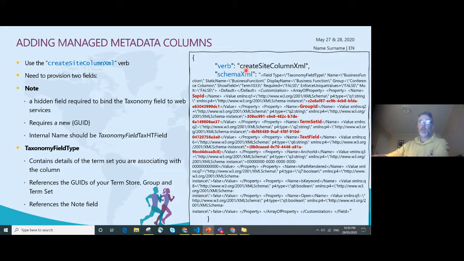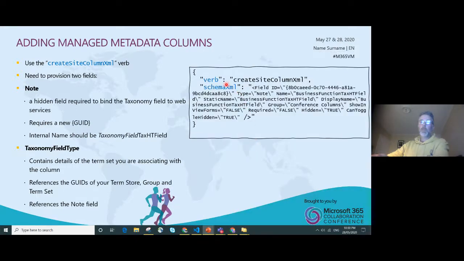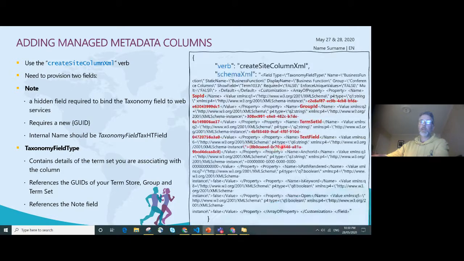So this is basically your second site column XML, and this is going to reference the managed metadata structure, the taxonomy structure in your term store. So you're going to need to go to your term store and get these GUIDs. You're going to need the SSP ID, that's the term store ID if you like, the group ID, and the term set, or where your term actually lives. And then the text field is going to reference that note, that GUID that I created earlier, and that all links together, and that will generate your managed metadata field for you.